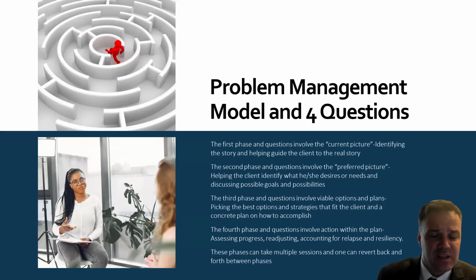Now, the second phase of the counseling session should eventually begin to steer towards the preferred picture. It's helping the client identify what he or she desires or needs and discussing the possible goals and possibilities. And these were things that we discussed in video 3 about change, confrontation, and goals. The third phase involves viable options and plans, and picking the best options and strategies that fit the client, and a concrete plan on how to accomplish this preferred picture.